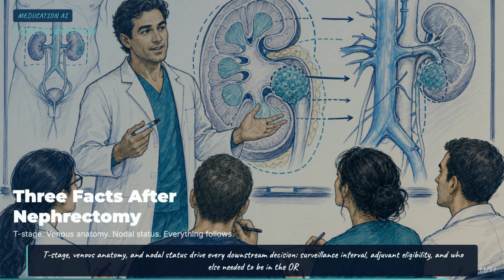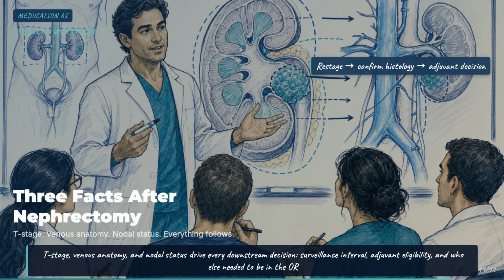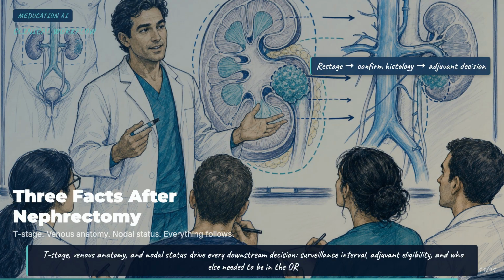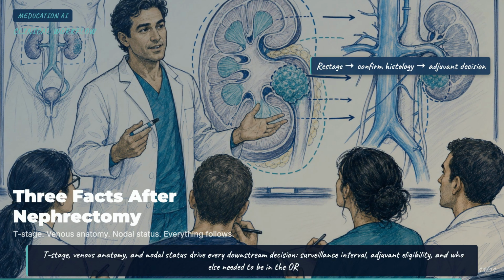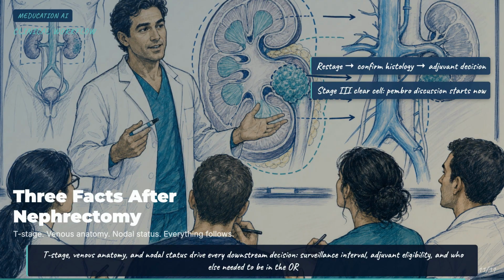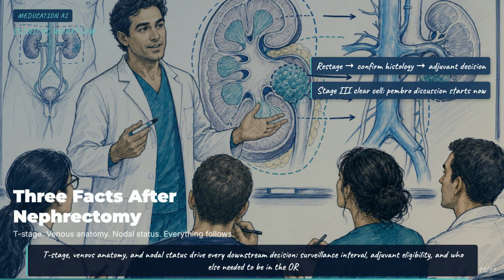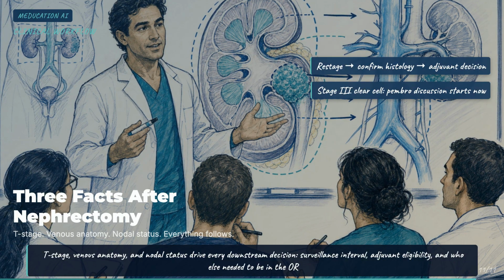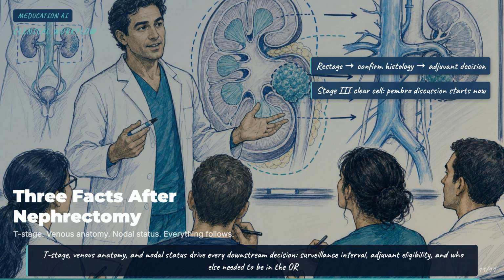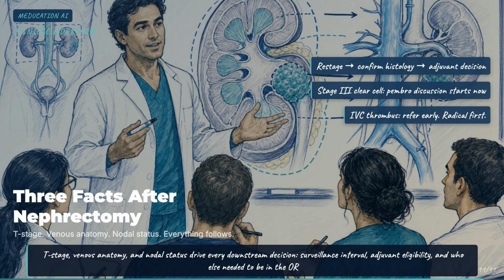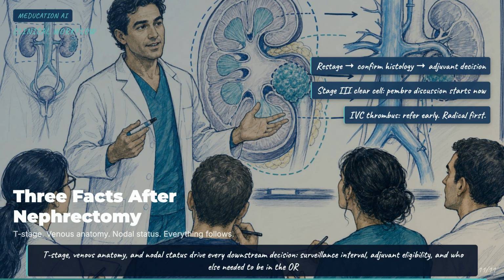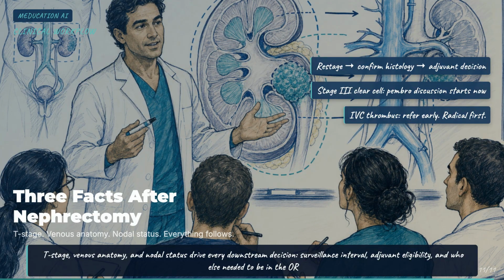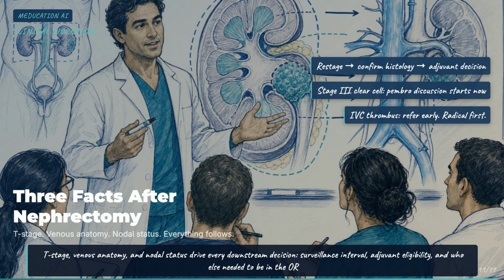After nephrectomy for stage 2 or 3 disease, three facts drive every downstream decision: T stage, venous anatomy, and nodal status. Together, they set the surveillance interval, adjuvant eligibility, and whether a second surgical team was needed in the room. For stage 3 clear cell disease, the post-operative plan is direct: restage within weeks, confirm the histology, and have the pembrolizumab discussion. Radical surgery first, subspecialty referral early when the disease demands it. Get the staging right, and every next step follows.